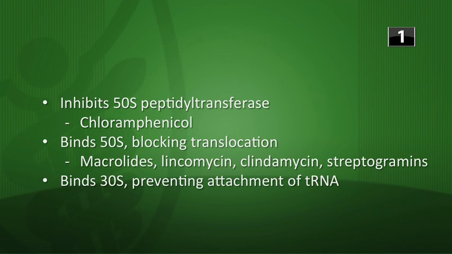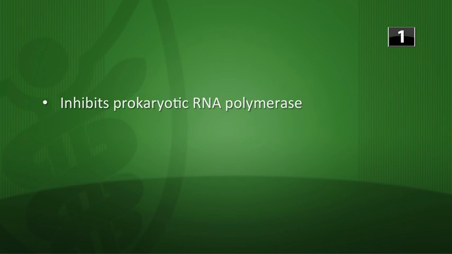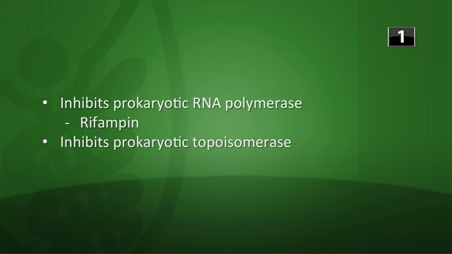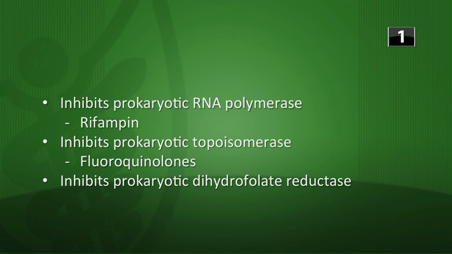Binds the 30S, that's going to prevent attachment of tRNA, that's going to be tetracyclines. Inhibits prokaryotic RNA polymerase, that's going to be rifampin. Inhibits prokaryotic topoisomerase, that's going to be the fluoroquinolones. And then inhibits prokaryotic dihydrofolate reductase, that's going to be trimethoprim.